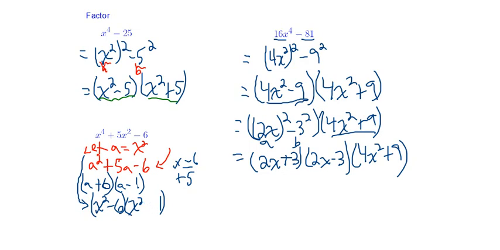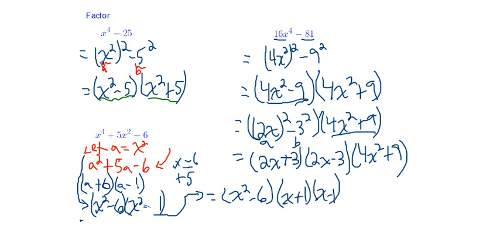And lo and behold, this is a difference of squares. So the first one looks like a difference of squares, but 6 is not a perfect square. But the second one is, so we would get x squared minus 6 here times x plus 1 and x minus 1. And so we have our factors fully factored. If that 6 were a 36, then we would be able to common factor and go from there.